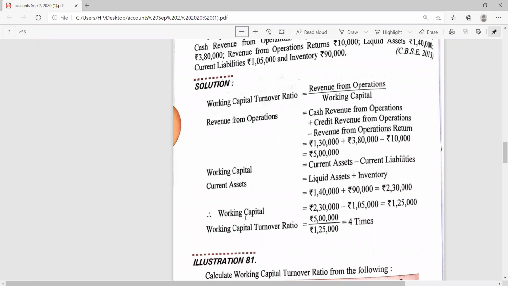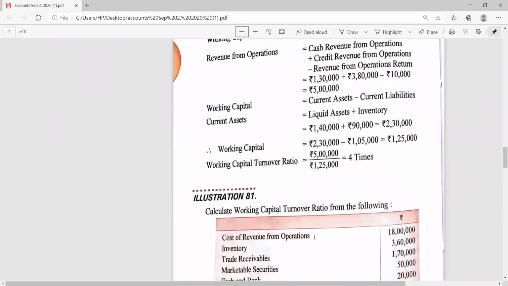So, how is the working capital to be calculated? It is 2,30,000 minus 1,05,000. That will be 1,25,000. And how is the working capital turnover ratio to be calculated? It is 5 lakh upon 1,25,000, which is equal to 4 times. 4 times will be our answer.